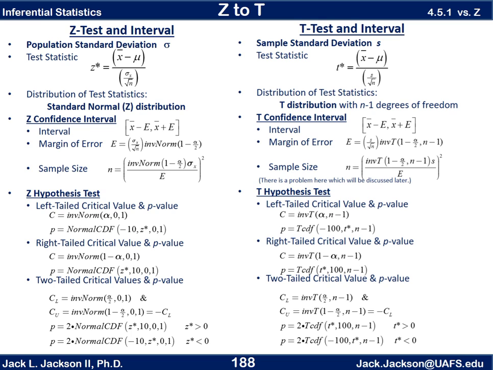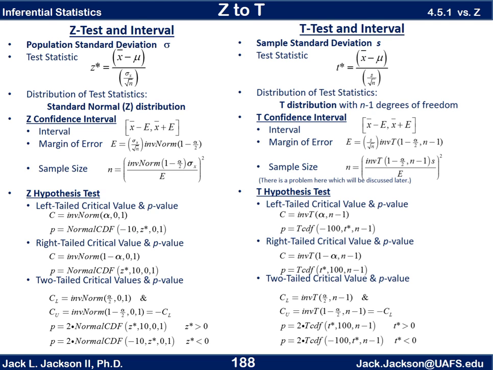So the corresponding p-value there is tCDF(-100, t star, n minus 1). If it's right-tailed, then the critical region is on the right of the C value, so the probability to the right of C is alpha. Sometimes that's called Z sub alpha, where the subscript is the probability to the right. I'm just going to cut to the chase and use the calculator notation here.